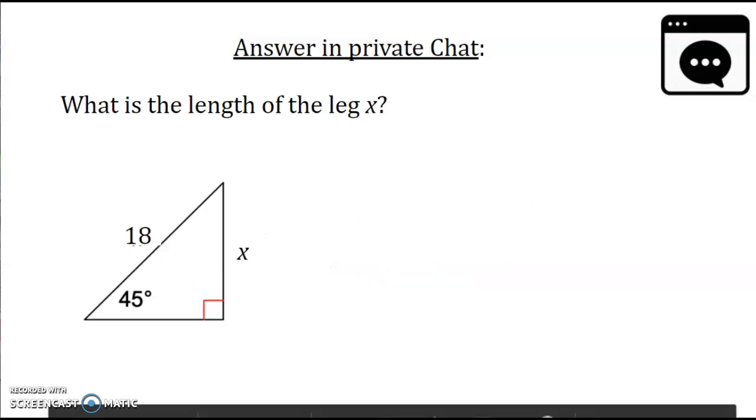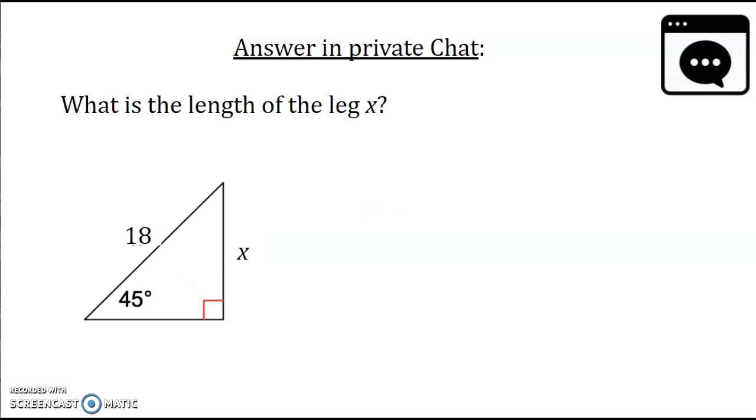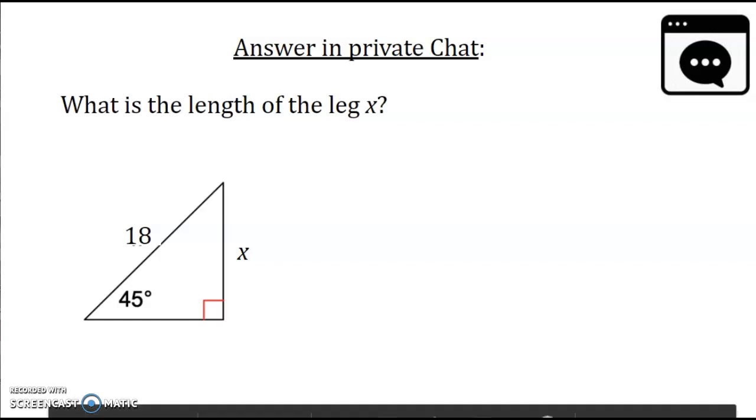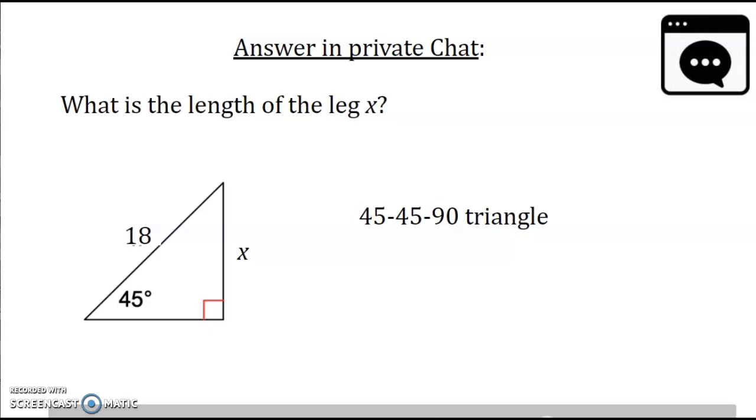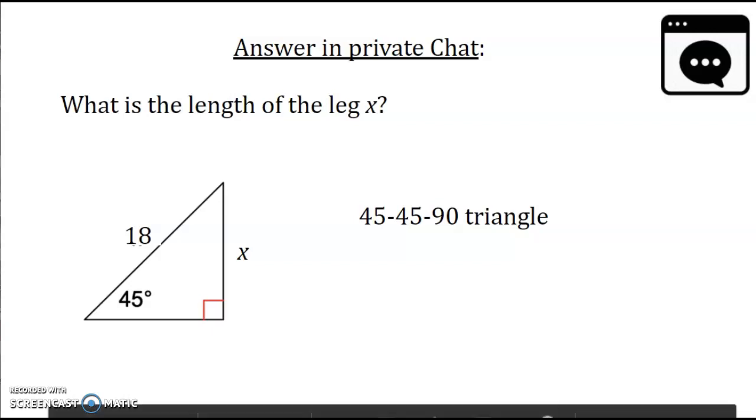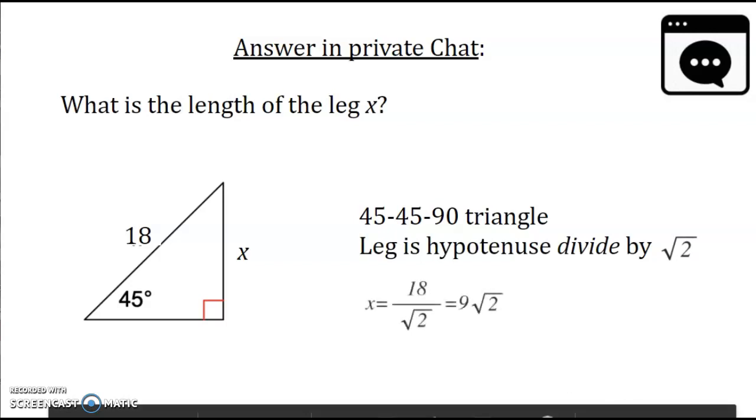Okay, what about this leg X? Remember, from the triangles that I have just shown you, for a 45-45-90 degree triangle, first identify that, then the leg to the hypotenuse is multiplied by square root of 2. So going from the hypotenuse to the leg, you need to divide by square root of 2. So 18 divided by square root of 2 is 9 root 2 when you rationalize the denominator.